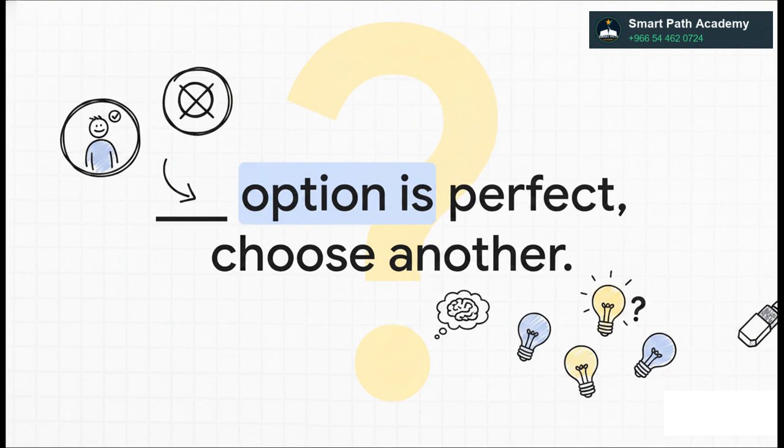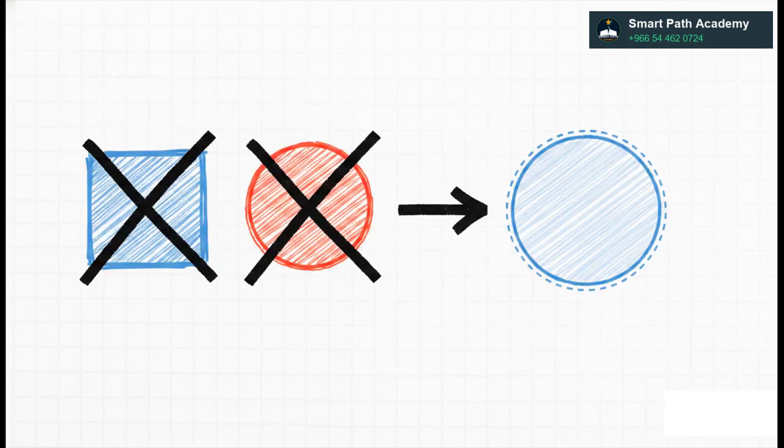We've made it to your final challenge. It's a classic fill in the blank. Complete this sentence. Blank option is perfect, so choose another one. Really think about the logic of the entire sentence here. Got it? Lock it in. Let's unveil the answer. It is neither option is perfect, so choose another one.